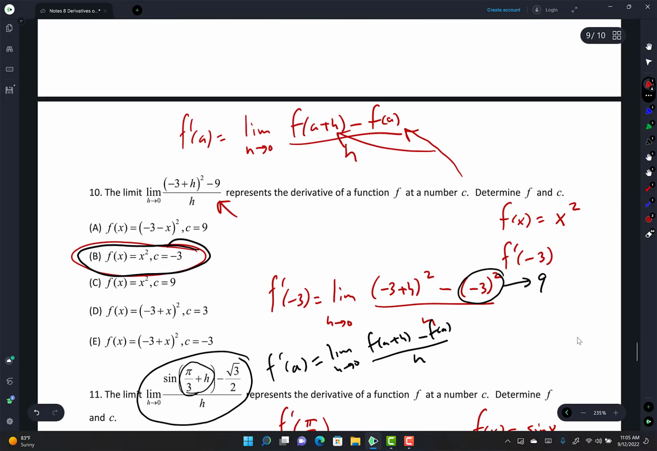Good question, miss. This is your function in the inside, and there's the squared. The negative 3 plus h was where your x was. X squared. See? F of x squared.